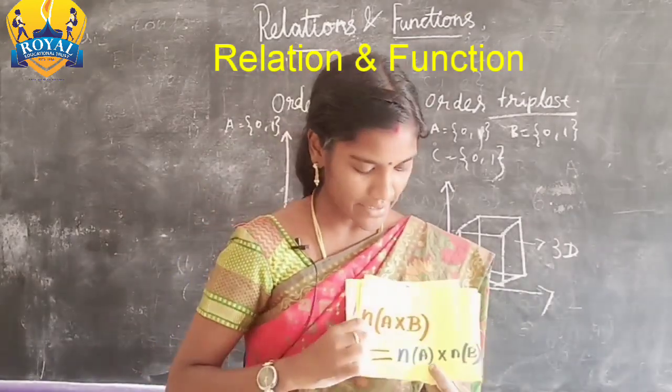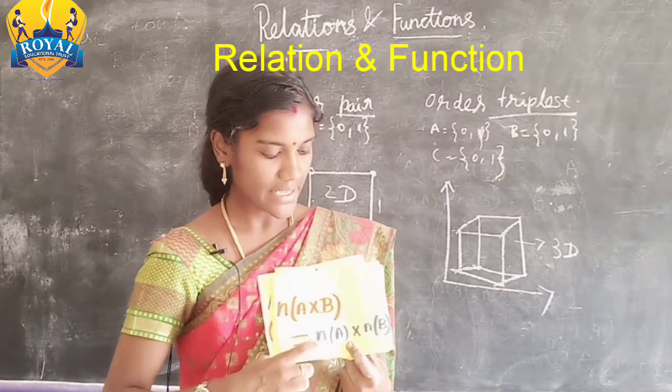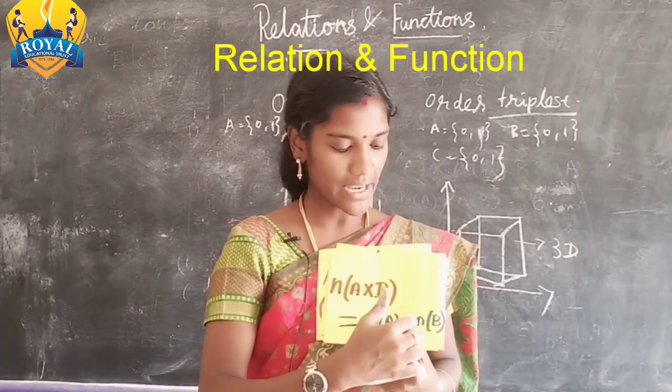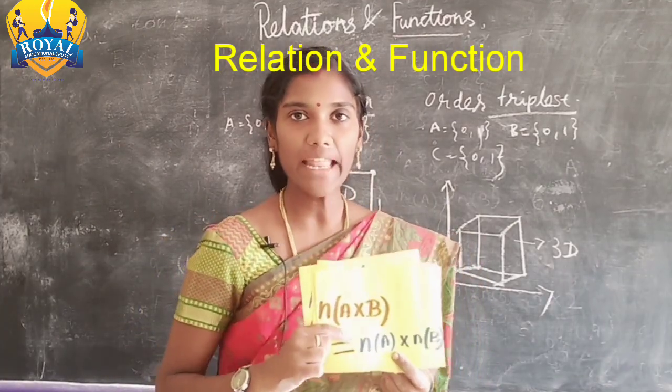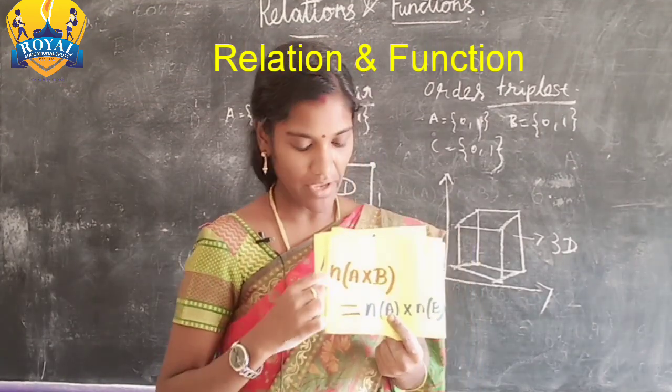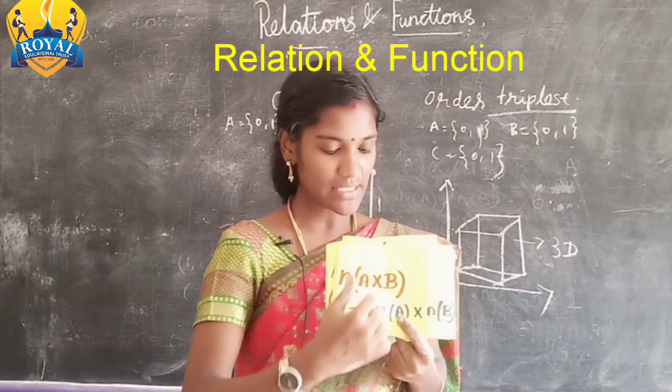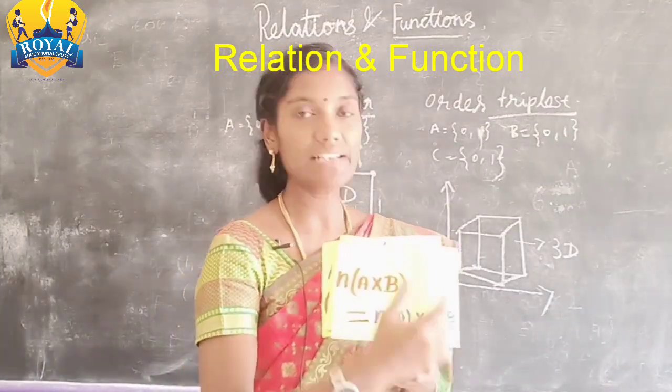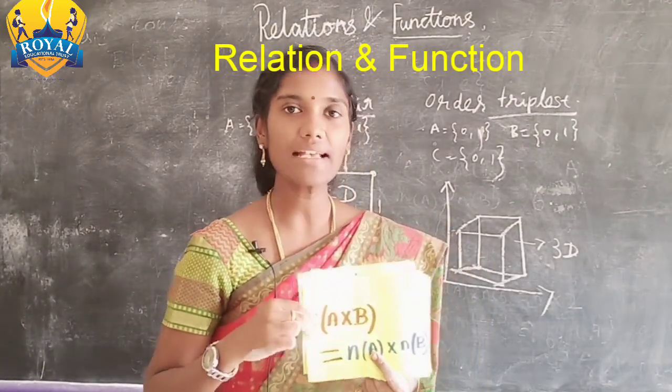Then n of A cross B is equal to n of A times n of B. The number of elements is the same. If n of A cross B is equal to 6, then n of A times n of B is also 6. This is the second condition.